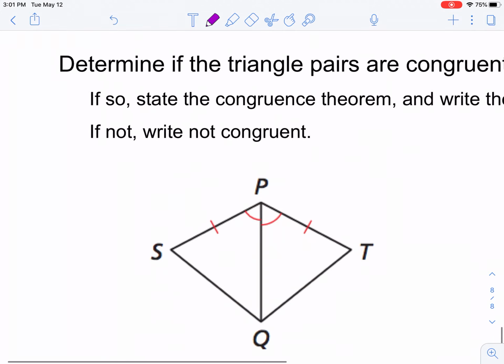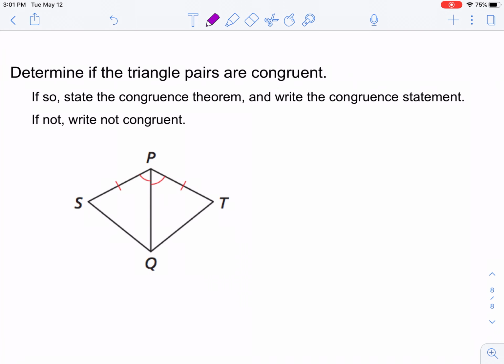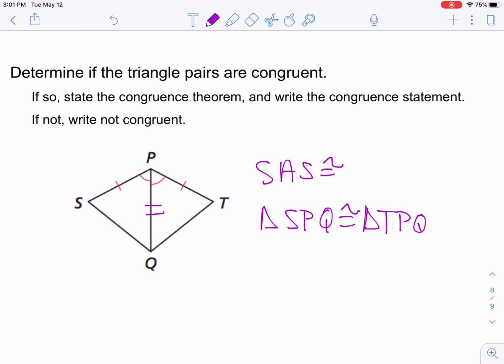Okay, last one here. I'll leave it for you to do. Hit pause, determine if they're congruent or not, and then if they are, write the triangle congruence statement and write the theorem as well. Okay, I'm hoping you found this side here that was shared. So I would know these triangles are congruent by side, angle, side. And then I would say triangle SPQ is congruent to triangle TPQ.